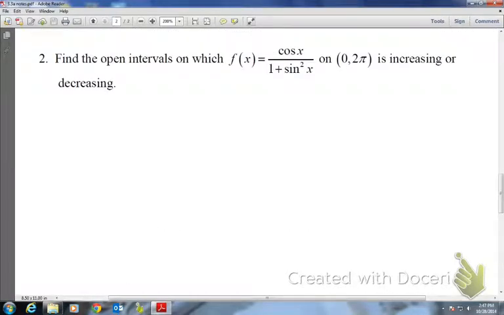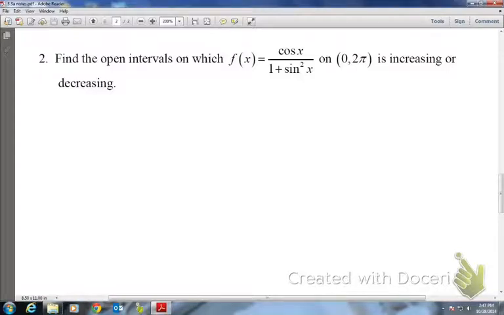Number 2 says find the open intervals on which f of x equals cosine of x over 1 plus sine squared of x is increasing or decreasing on this interval from 0 to 2 pi. So now we're not looking from negative infinity to positive infinity, but only from 0 to 2 pi. So step 1, if we look back at the previous example, find the critical points. In order to find the critical points, we have to find the derivative.